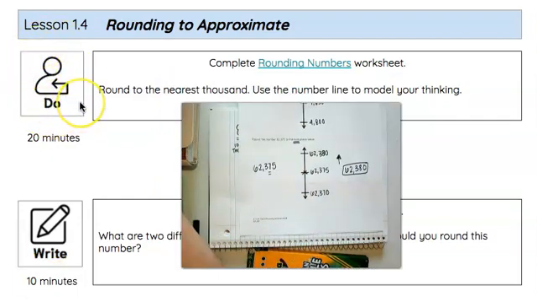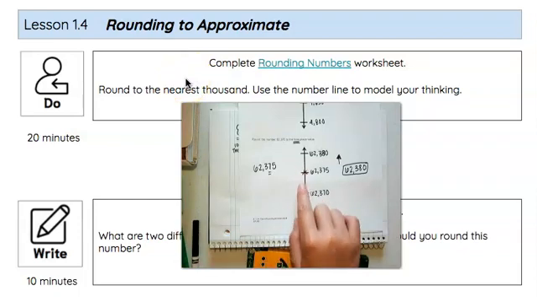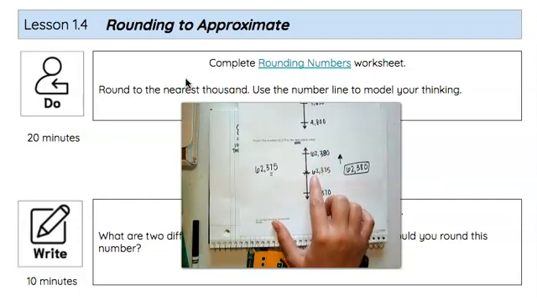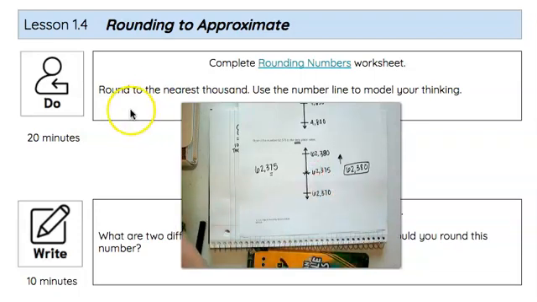Today, during the do section of your learning plan, you're going to complete the rounding numbers task. In all of the rounding numbers tasks, you're going to round to the nearest 1,000. You will also use a number line, just like we used here, to identify the lowest, the highest, and the mid in order for you to decide if you're going to round up or round down. In addition to that, you'll also be answering some word problems, so be sure to model your thinking when you're answering your word problems as well.